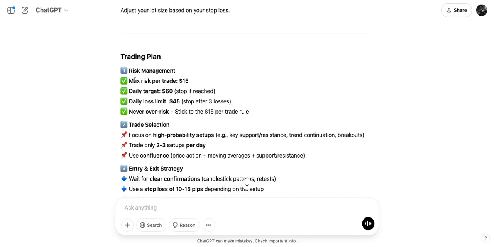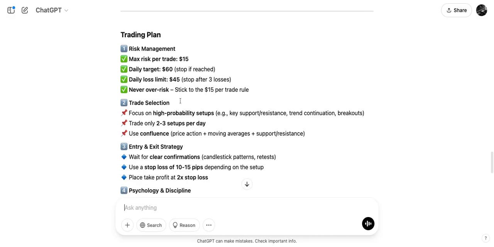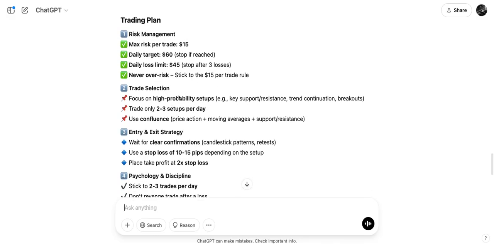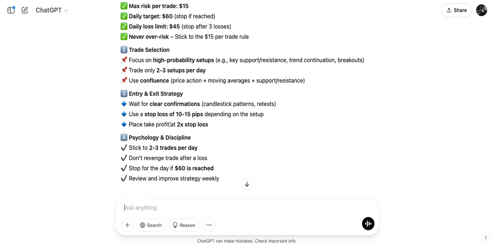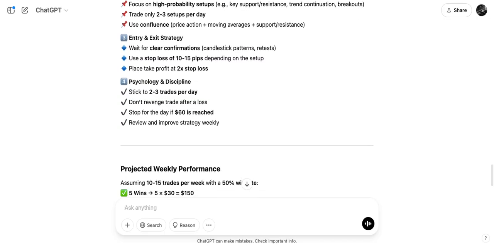So it gives us this trading plan. Risk $15 per trade. We want to try to make 60 bucks a day. Try to lose less than 45 bucks a day. Don't over risk, high probability setups, etc. Now, it doesn't matter what your strategy is on this. Obviously, I use candle range theory. However, you do whatever fits you.